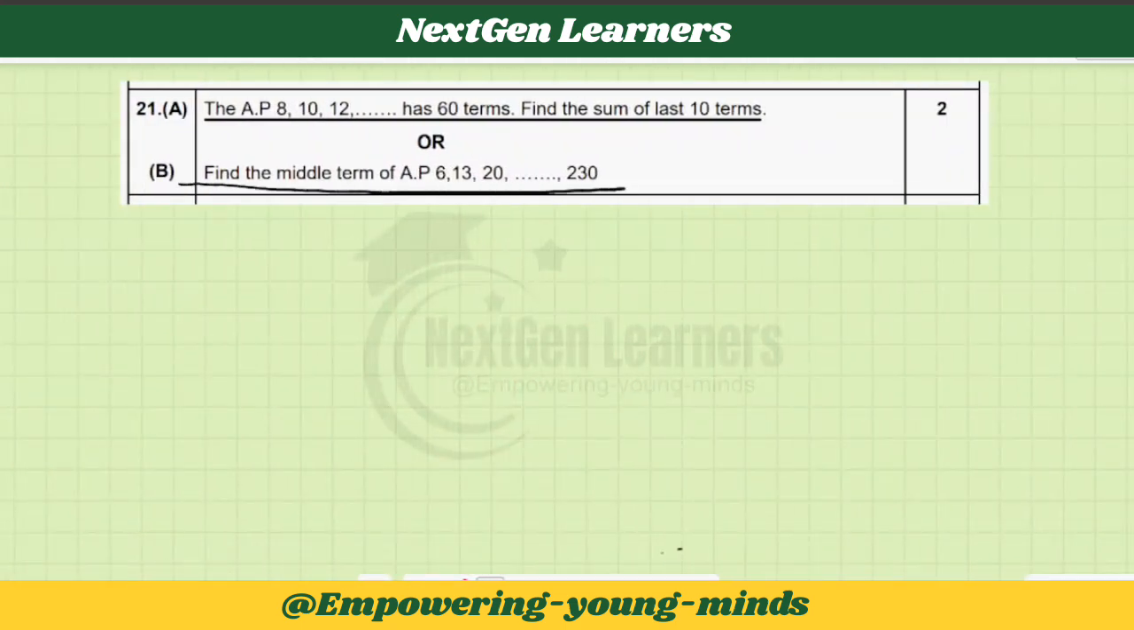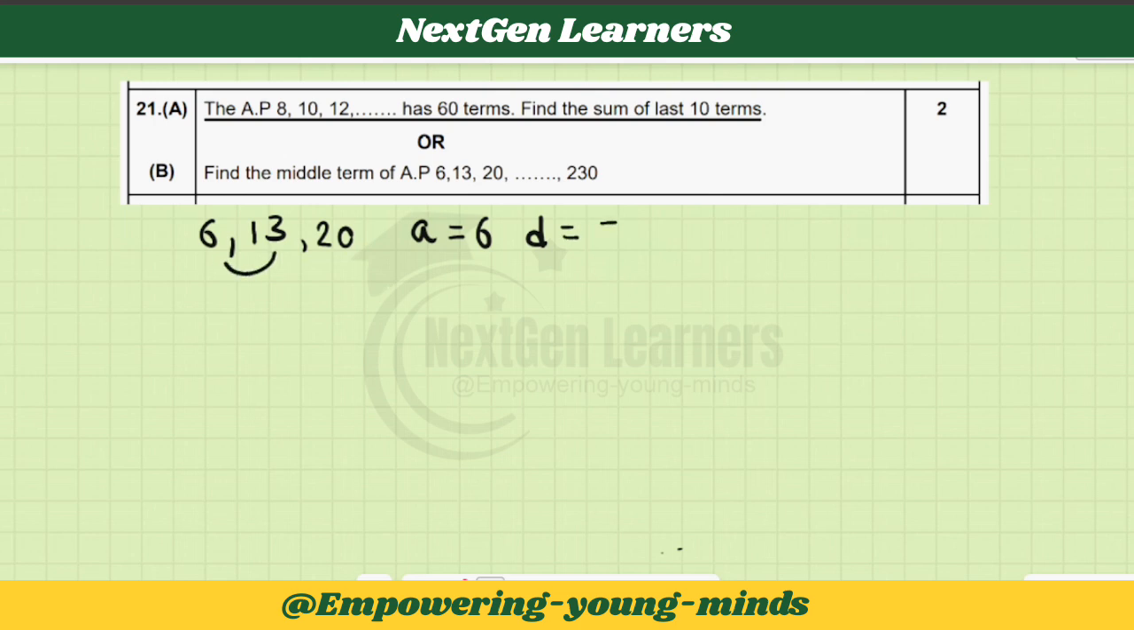फाइंड द मिडल टर्म ऑफ AP 6, 13, 20, और जिसकी लास्ट टर्म हमको दी हुई है 230. हमको बेसिकली इस सीरीज की जो है मिडल टर्म्स फाइंड करनी है. सीरीज इज गिवन एज 6, 13 एंड 20. यहाँ पर फर्स्ट टर्म में अगर मैं देखूँ A इज इक्वल टू 6, और अगर मैं D डिफरेंस कैलकुलेट करूँ, so 13 minus 6 is 7, 20 minus 13, that is also 7. So my D will be 7 only.